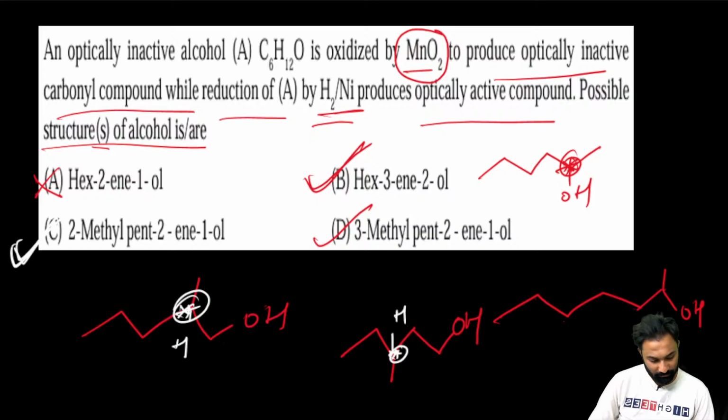Answer is BCD. A will not give. B will give, C will give, D will give the optically active compound. Okay, right?